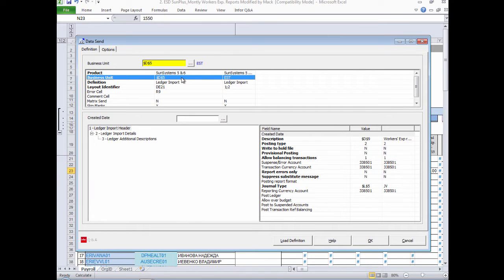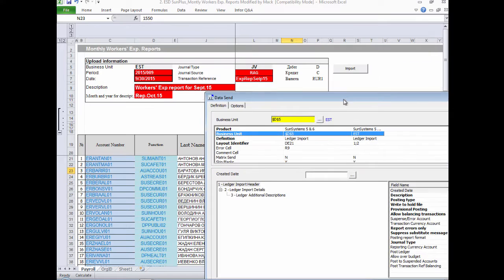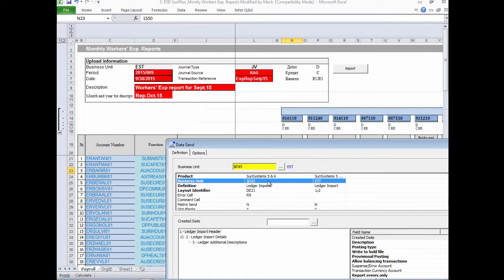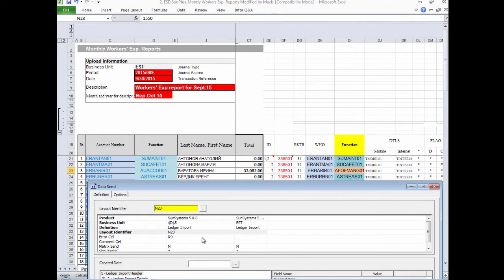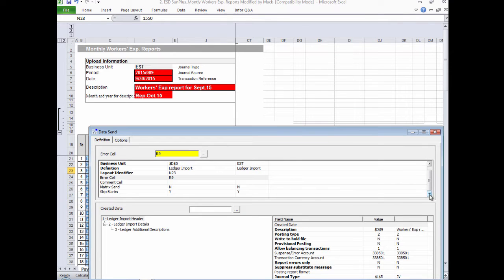Now, there's nothing unusual in the mapping at this point right here, but for continued educational purposes, we'll study it all out. So he's using the $sign approach right here, $D$5, to pick up the business unit right there. The definition he has gotten by, you click this and then it pops up and you choose ledger import. The layout identifier is over in column DE21. DE21 is right there. I put it in cell R9, you just want some convenient place to find it. I always do A1, but it doesn't matter. And then I always put matrix in, no, and skip blanks, yes.